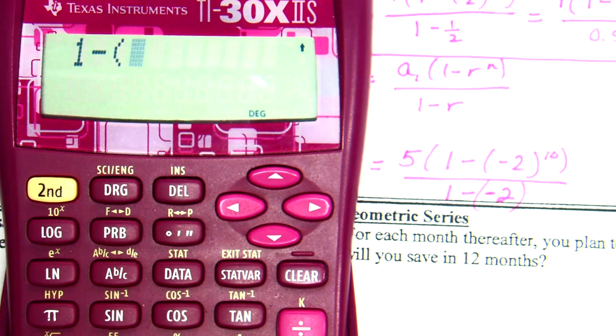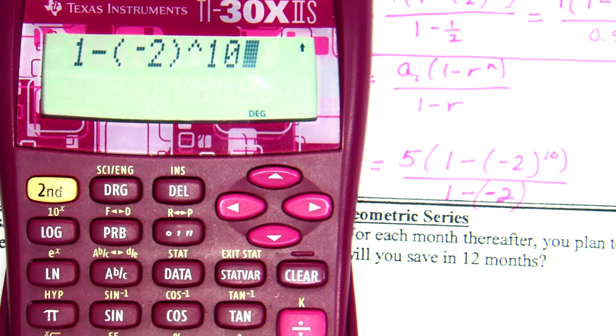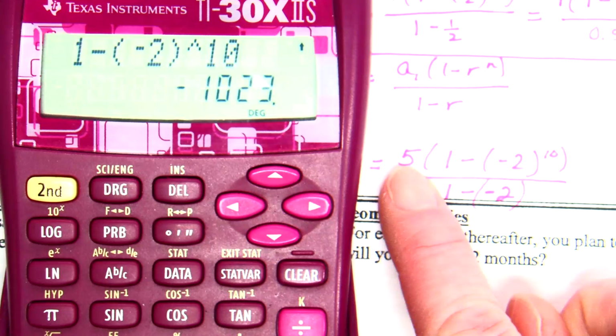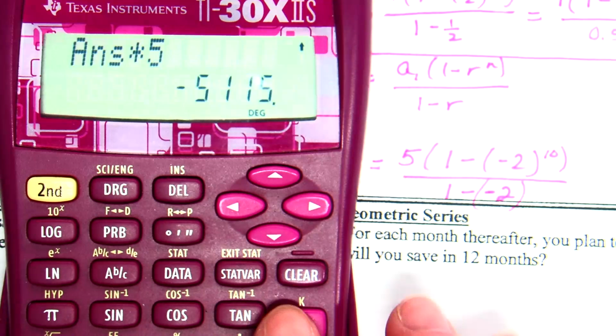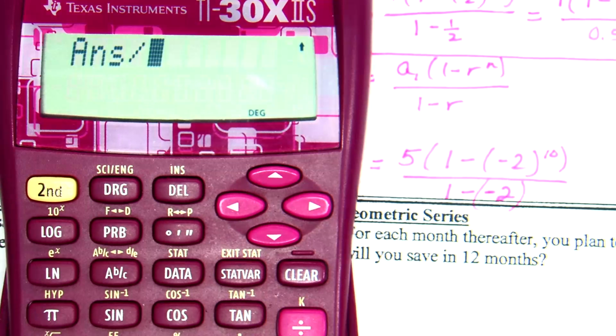Then what do I do with this number? Multiply by 5. And then what? Divide by 3. If you're saying, wait, you want me to put that together in my head? Well, if you're refusing, put parentheses around your whole denominator, and it's divided by 1 minus negative 2. And you should be getting negative 1,705. Did you get that answer?